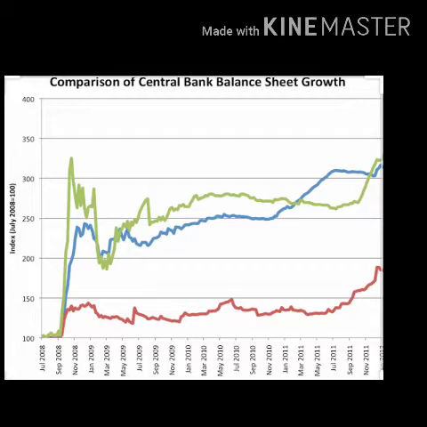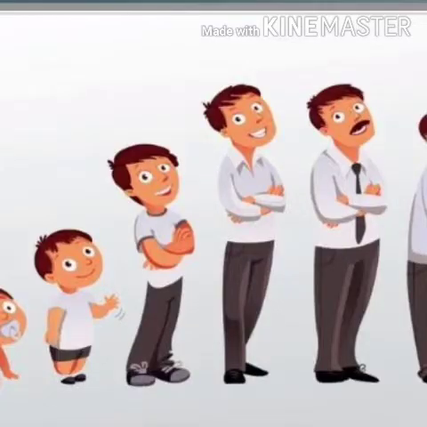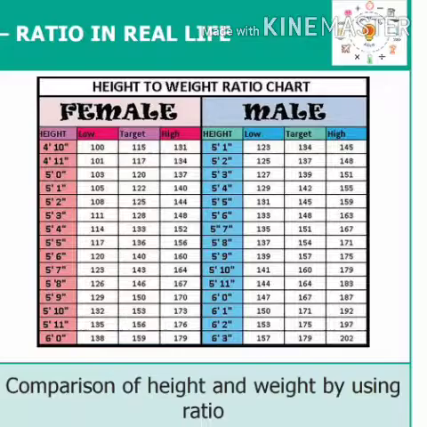Comparison is usually between quantities of the same kind and not of different kinds. It will not be meaningful to compare the height of a person with the age of another person. See, here the height to weight ratio chart is given. Comparison of height and weight by using ratio.